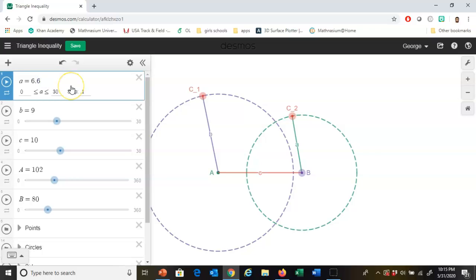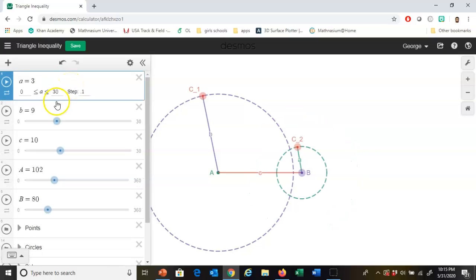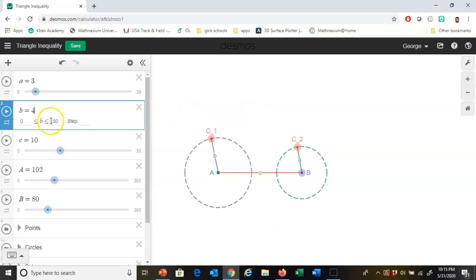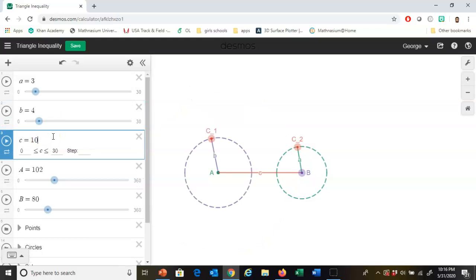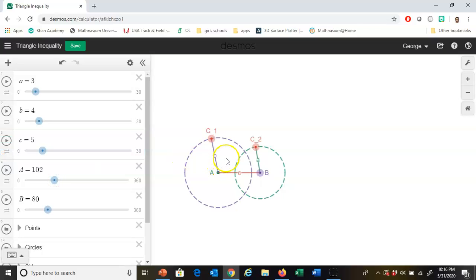So the example question was 3, 4, 5. Notice, by the way, that you can use the sliders, but you can also just directly type it in if that works better for you. I definitely want these points to try to land right there. I have to make angle A a little smaller, end up about there. That looks pretty good. And this one needs to be a little smaller too. So it looks to be around there.